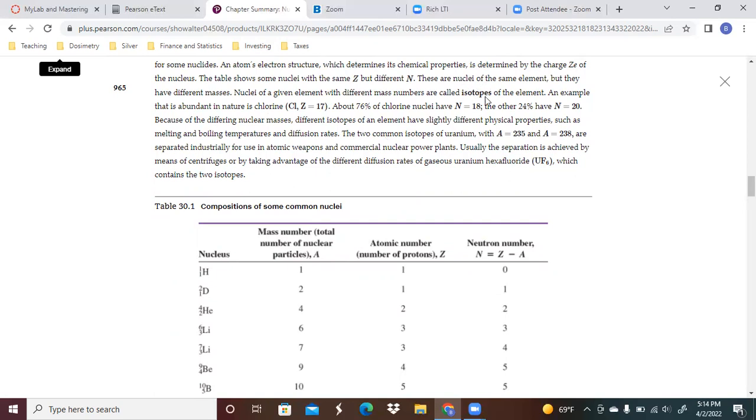When you have a situation like that, it's called an isotope. Iso meaning the same, and tope here, since it's got the P in it, means the protons. In other words, same number of protons.